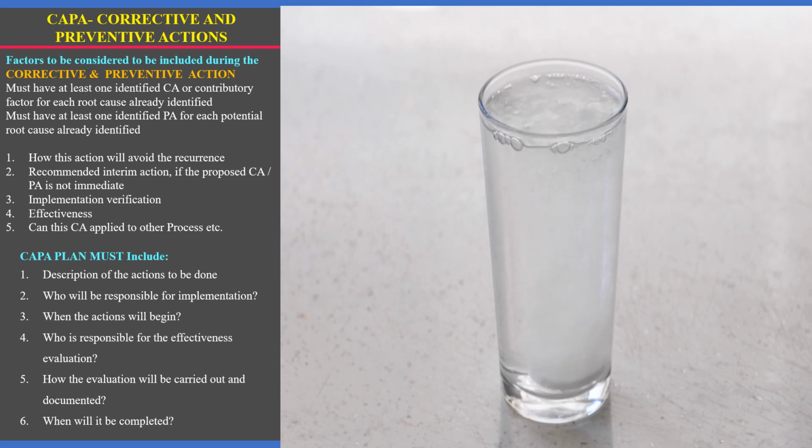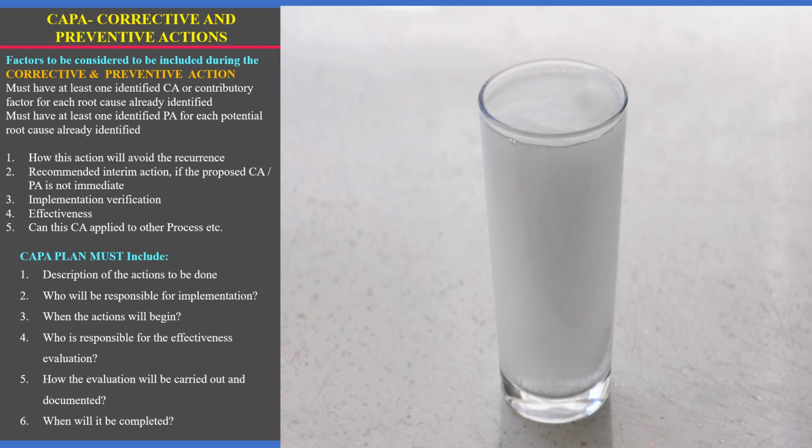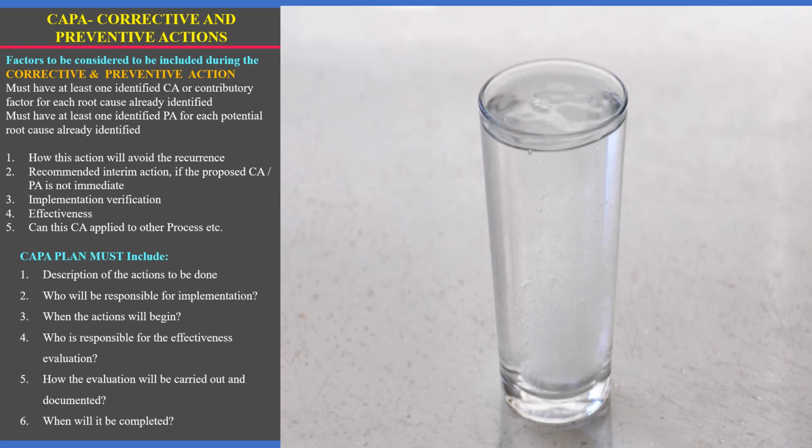You must have at least one identified corrective action or contributing factor for each root cause already identified. You must have at least one identified preventive action for each potential root cause already identified. The CAPA plan must include the description of actions to be done, who will be responsible for the implementation, when the actions will begin, who is responsible for the effectiveness evaluation, how the evaluation will be carried out and documented, and when it will be completed.